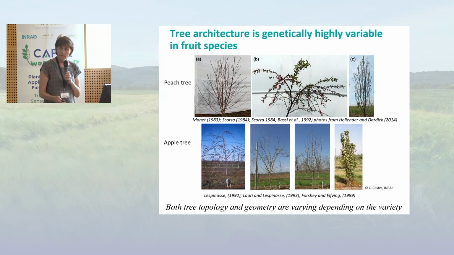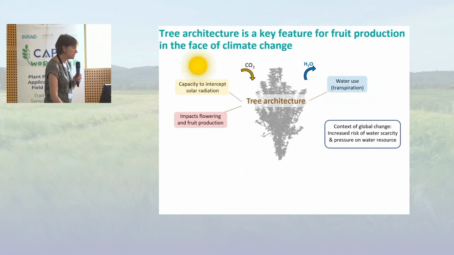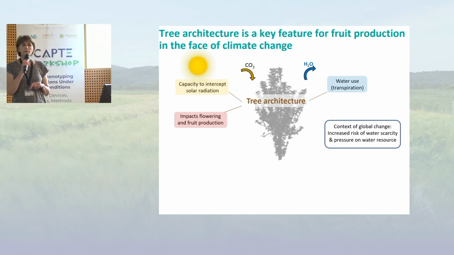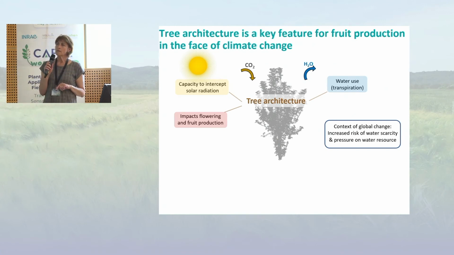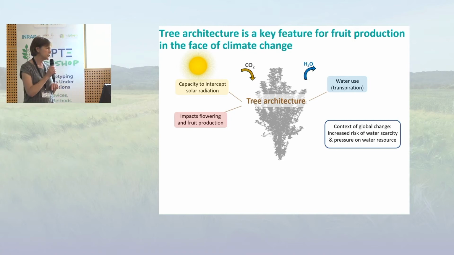Why are we interested in tree development and architecture is because it is a key feature for the fruit production, even if I will not speak about yield, and also in the way the tree will interact with the environment, especially in climate change conditions. Because the canopy structure will define the light interception, the way the plant will interact with the atmosphere, with capture of CO2, and will lose water.